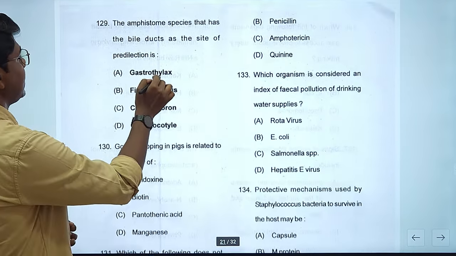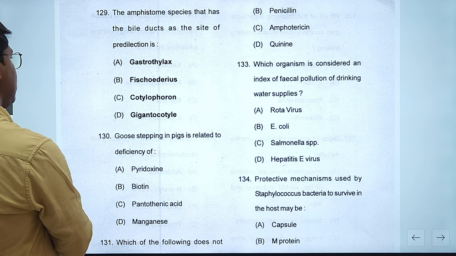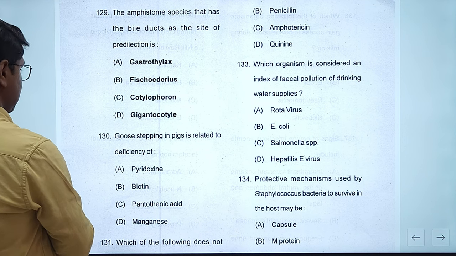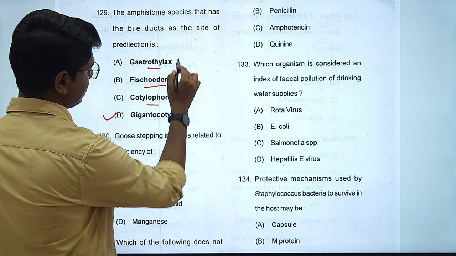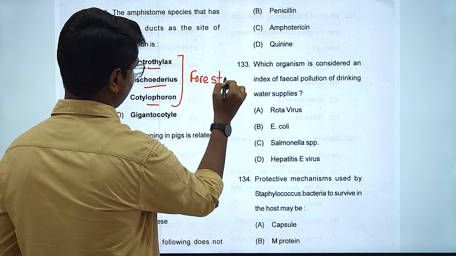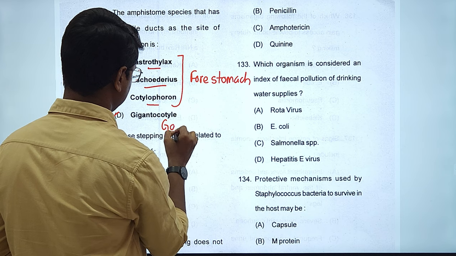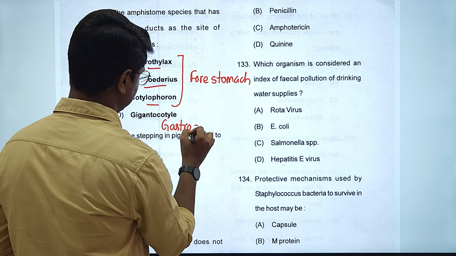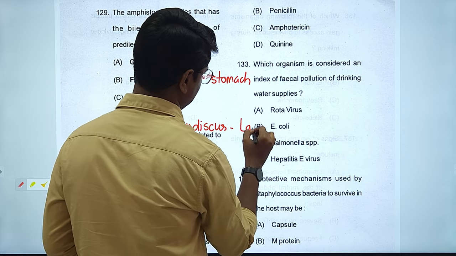Next question, 129. The amphistome species that has the bile duct as the site of predilection. The answer is Gigantocotyle. Gastrothylax, Fischoederius and Cotylophoron, they all reside in the forestomach. Another species, Gastrodiscus, lies in the large intestine.